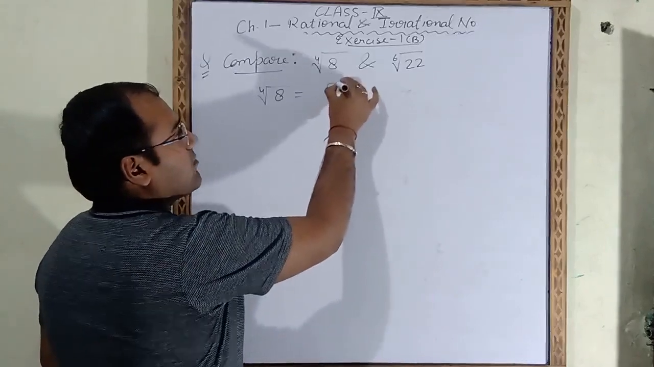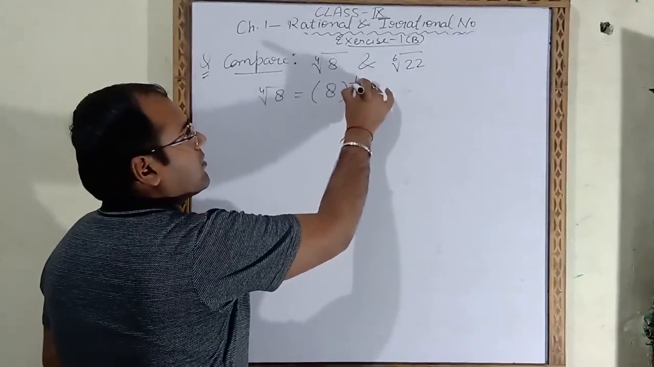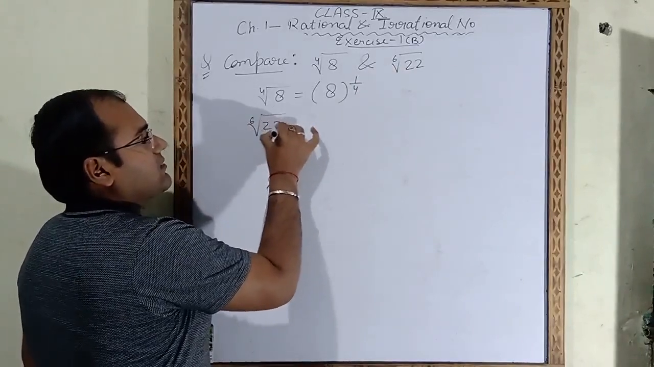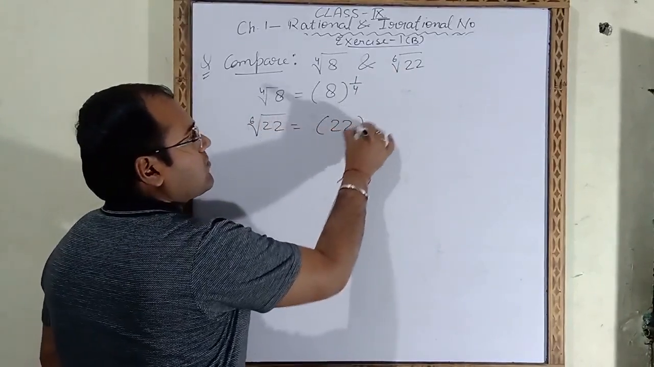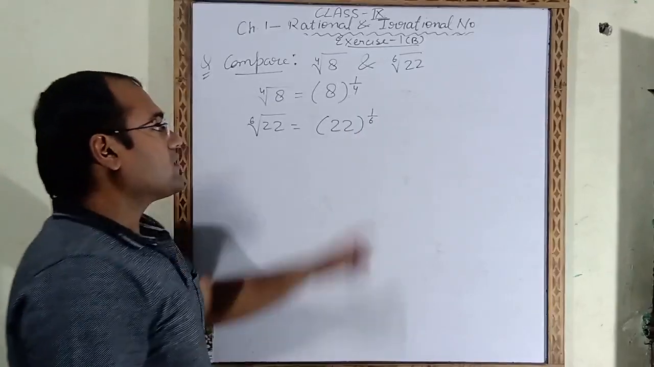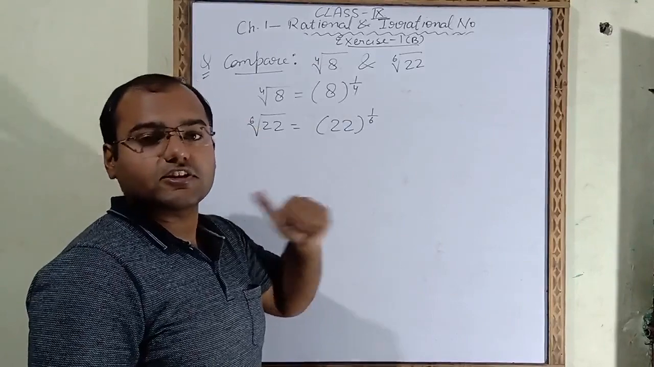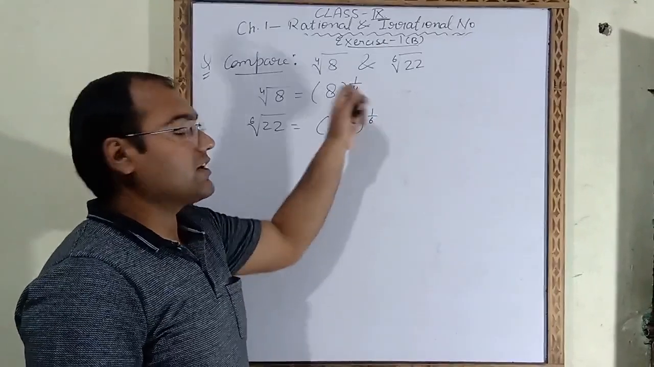How will we write it in the form of power? 8 power 1 upon 4. This one also we can write in power form. This is 22 power 1 upon 6. Here both the powers are different. So in such a case what do you have to do? First of all we have to make the denominator the same.